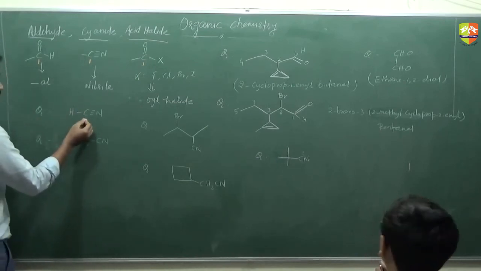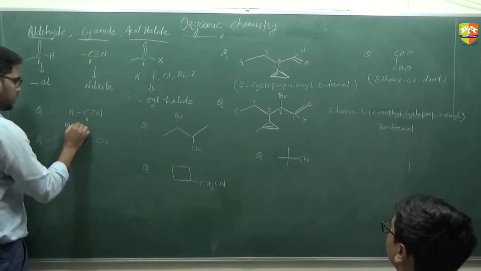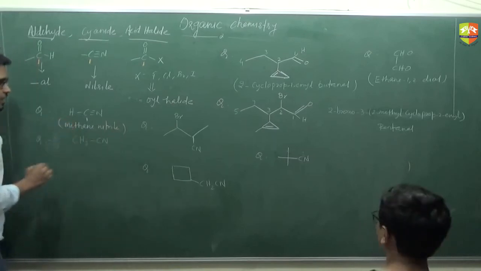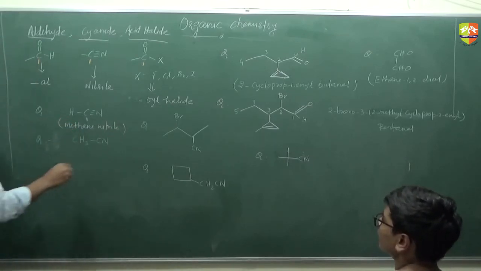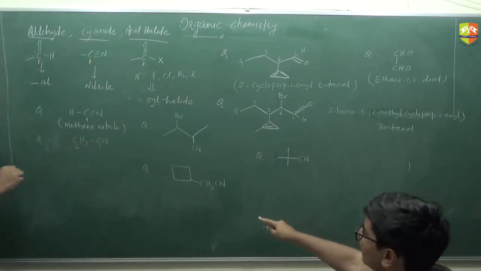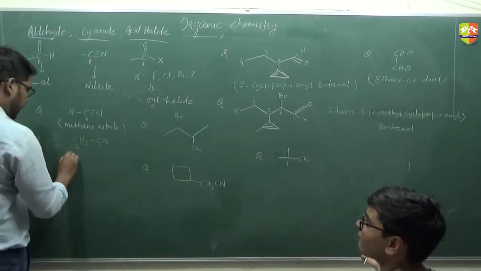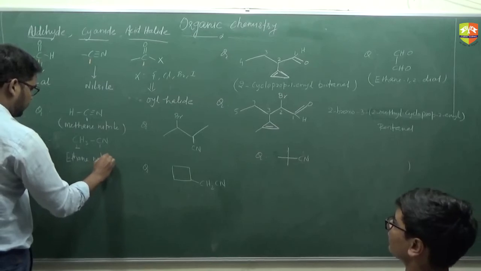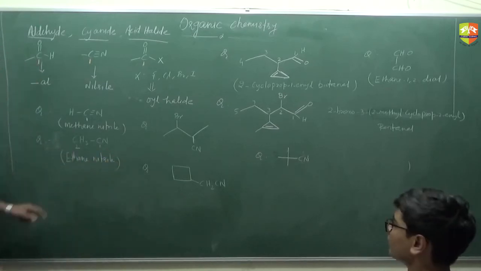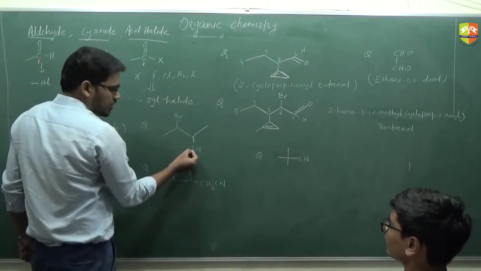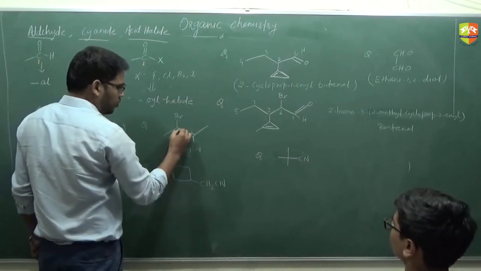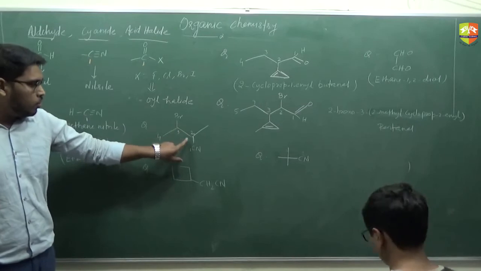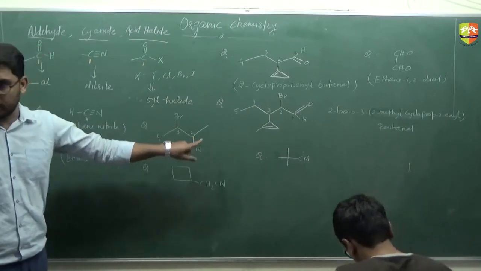What is the name of this one? Only one carbon, so it is methane nitrile. It's ethane nitrile. Look at your notes. Two carbon, ethane. Here we start numbering from this carbon. 1, 2, 3, and 4. So 3-bromo, 2-methyl. First carbon is this.